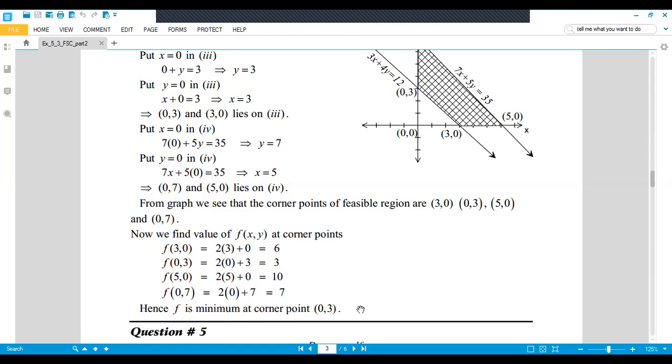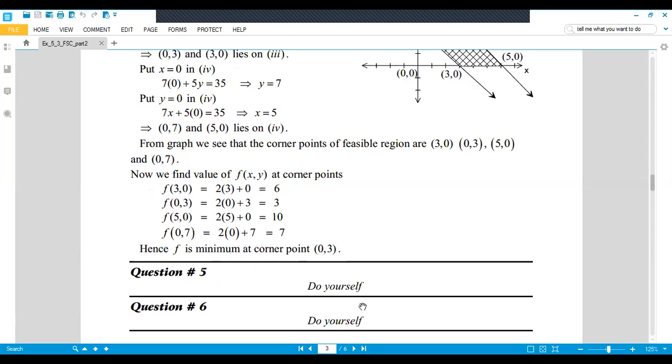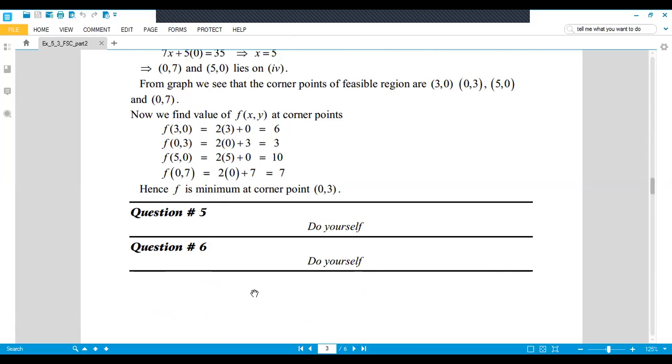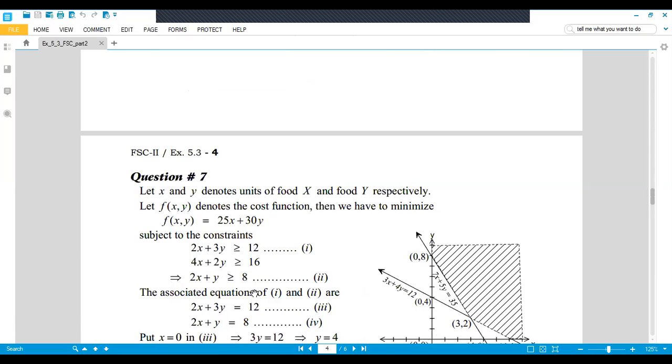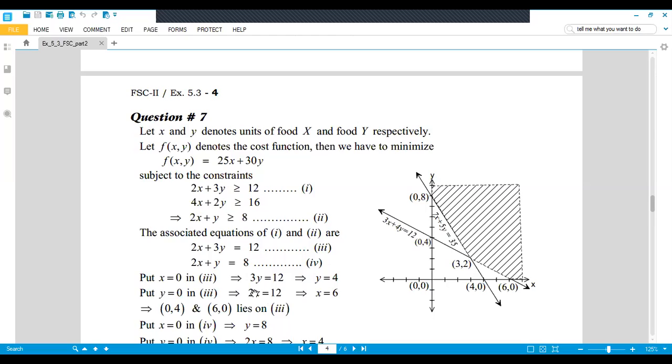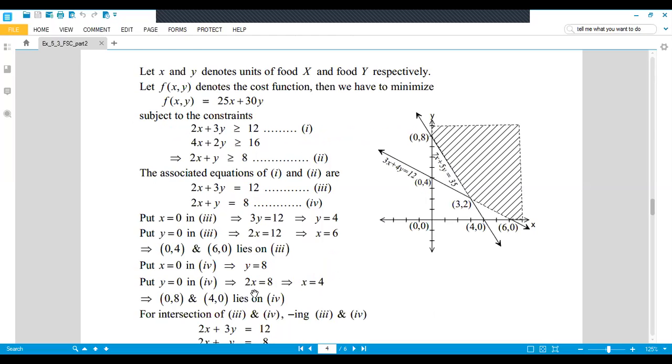In the same way, you have to do question number 5 and 6. In question number 5, you find the maximized value, and in question number 6, you have to find the minimized value. So you do question number 5 and 6 by yourself, just like the previous 4 questions, which I already discussed with you. Now come to question number 7. So 5 and 6 is your homework.